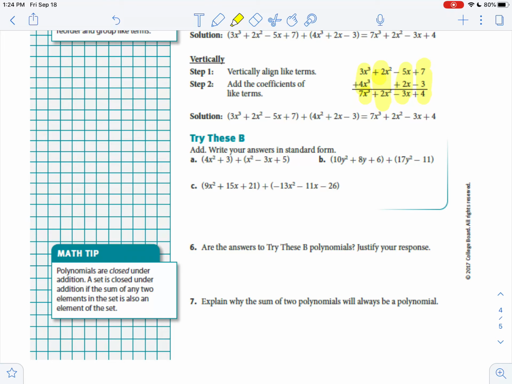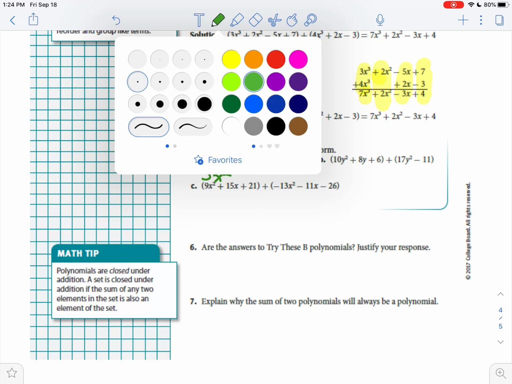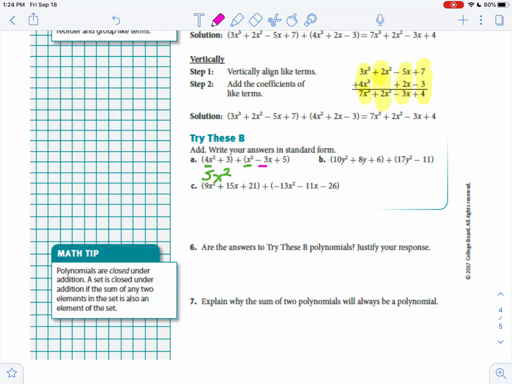So I'll probably just do the horizontal method, but I like to use some color to help me identify my like terms. So I'm going to start with that. So in part A, I have a 4x squared, and I look over here, do I have any other x squareds? And I do, I have a 1x squared. So remember, you add their coefficients, you don't do anything with their powers. So 4x squared plus 1x squared is going to be 5x squared. Okay, I want to stay in descending order, so I think the next thing I want to look for is my x term, and I just have one of those. I have a minus 3x. And then finally, I actually have a constant, which is 3 plus 5, and that's going to give me 8. So I have 5x squared minus 3x plus 8.